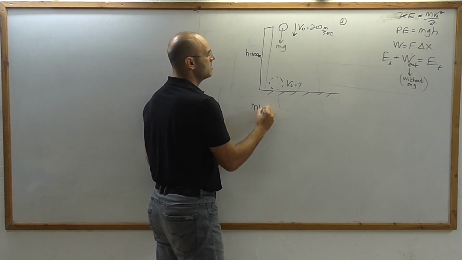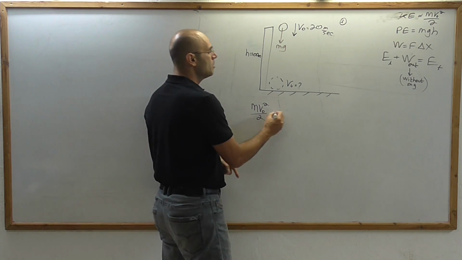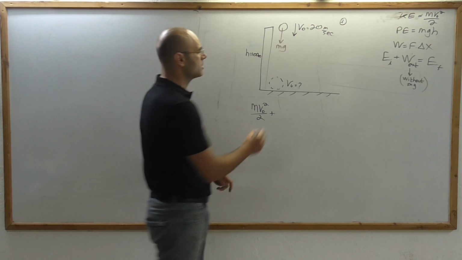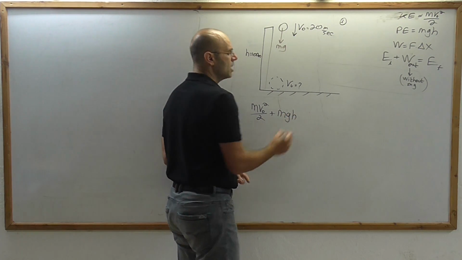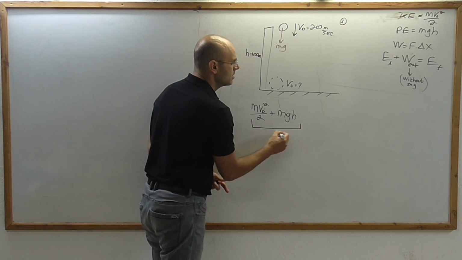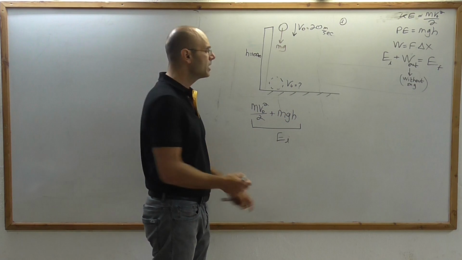So mv0²/2, this is the kinetic energy it has in the beginning. Plus, does it have height? Yes, it has height. It has 100 meters. So mgh, this is the potential energy. So in the beginning, this is E initial. In the beginning, it has both this and that.